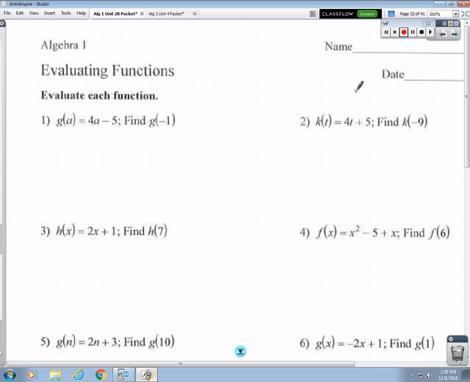Okay, now I want you working on page 31. I will do one with you, but this is nothing new. We already did these on page 29 today. g of a equals 4a minus 5, so find g of negative 1. Aren't they basically just telling you, instead of a, plug in a negative 1 for it? So 4 times negative 1 minus 5 equals what? Negative 9. So g of negative 1 equals negative 9. When your input is negative 1, your output is negative 9. You need to work on the remaining 11 on this page until I say to switch out.